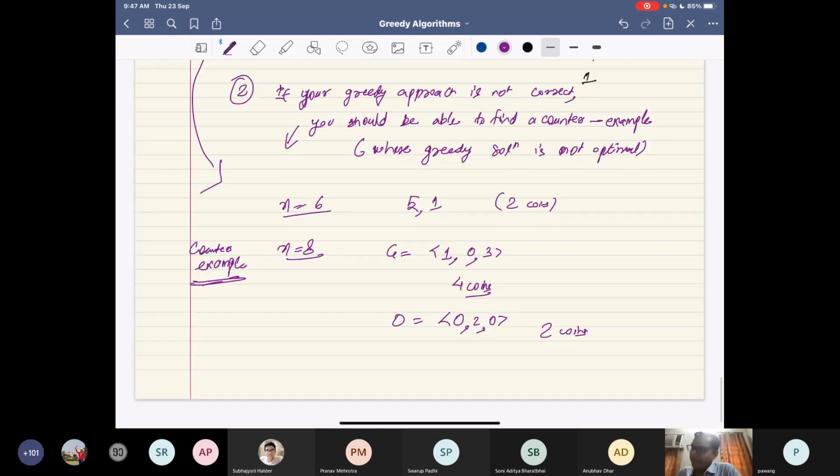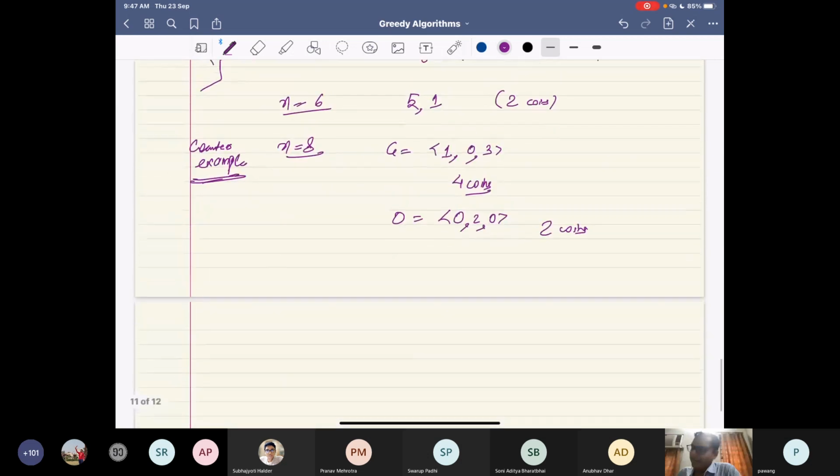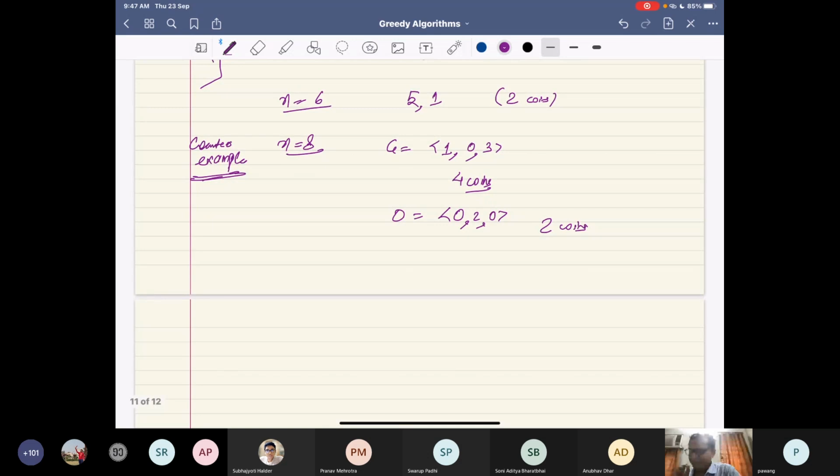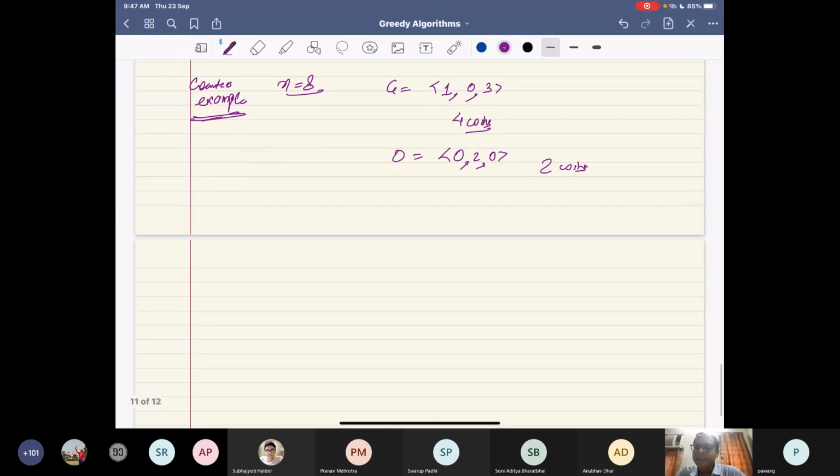So that means for the same problem, if I choose different denominations, greedy may not give me an optimal solution. But for the denominations 1 to 5, it was giving me an optimal solution, and I proved that. So that is why proof is very important. I can't just say, oh, I think this is a good greedy solution. No, you have to prove that. Or if you think this is not a good greedy solution, you have to find a counterexample. Those are the 2 things you have to remember about greedy algorithms. Nothing else is much more important.